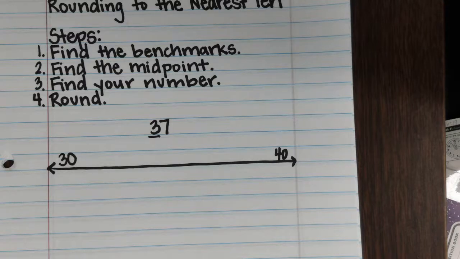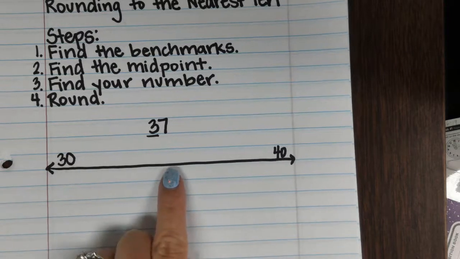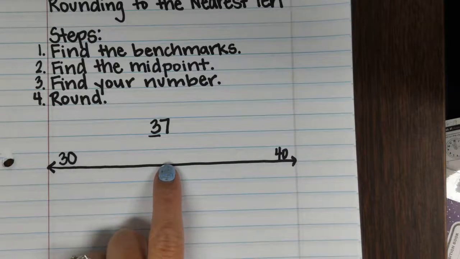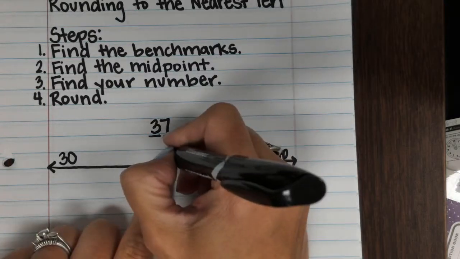5. So we know that the halfway, or the midpoint, is going to have a 5 in the ones place. What is our number going to be for our midpoint today? Everybody. 35.